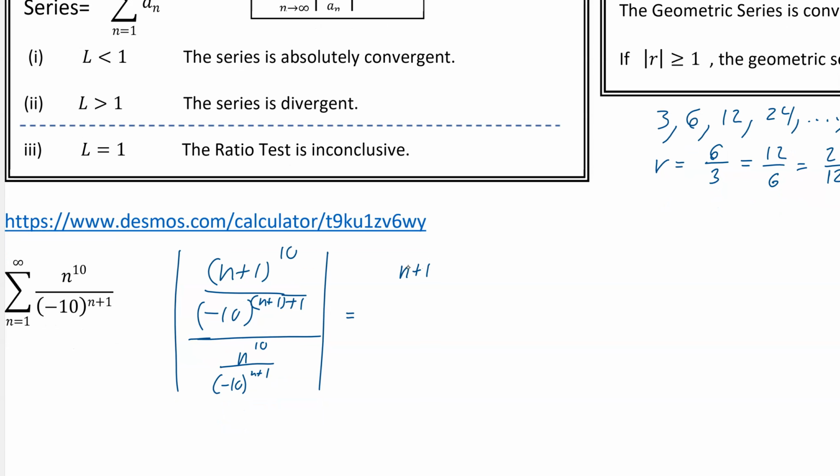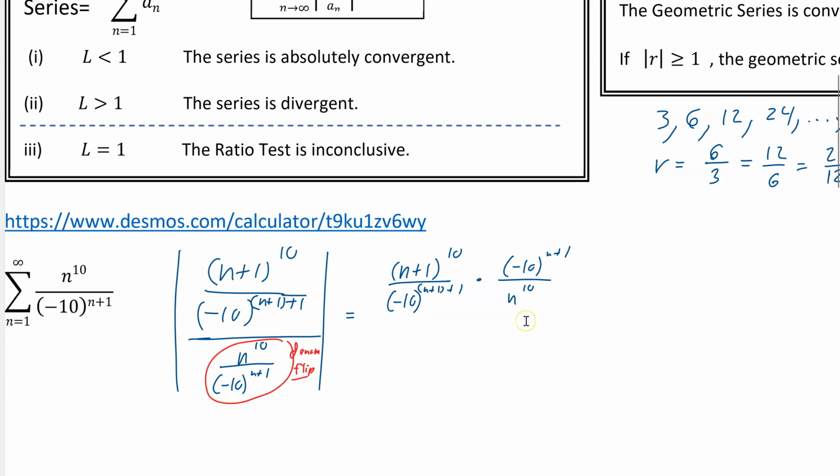So we have n plus 1. And all we do now is use our fraction rule, which is whatever you're dividing by. So we're dividing by this guy right here. This is our denominator. And so we're going to flip them. So we get n plus 1 to the 10 over, oops, now we're going to flip it, times negative 10 to the n plus 1 over n to the 10th. And so they should always be opposite like this.